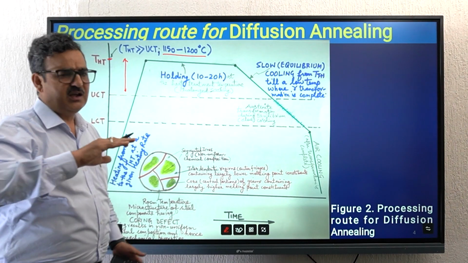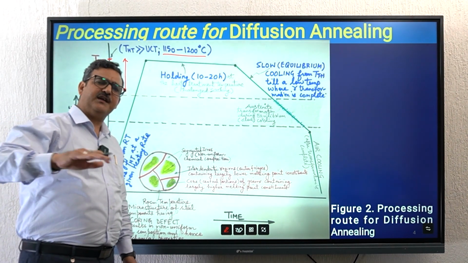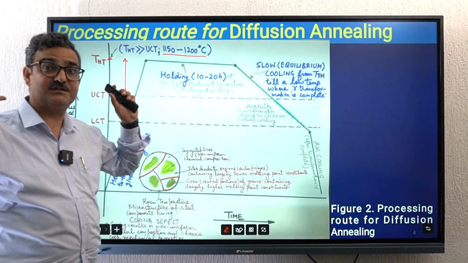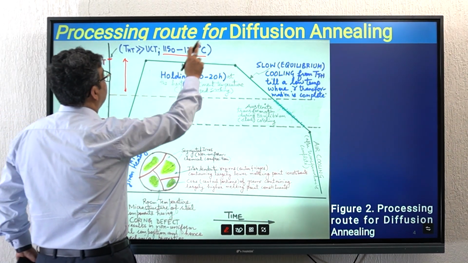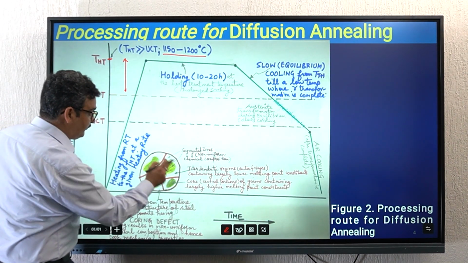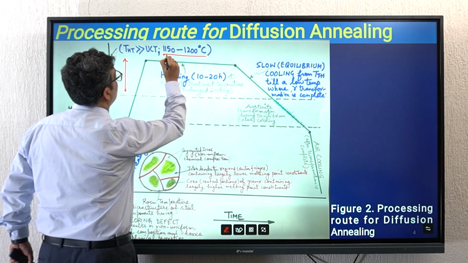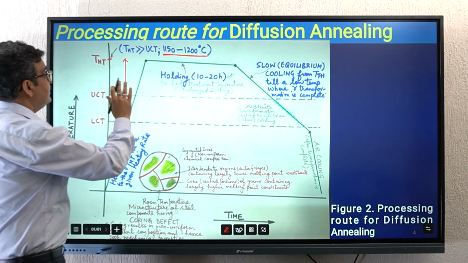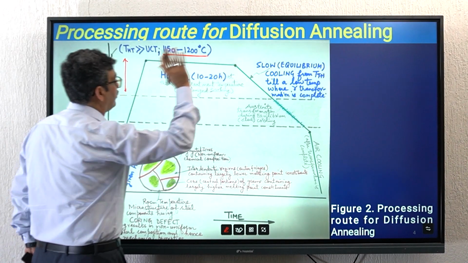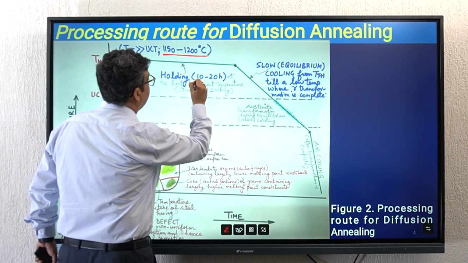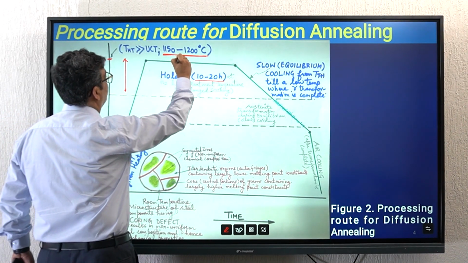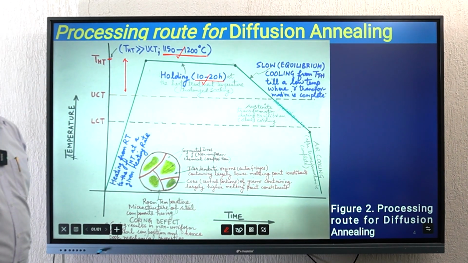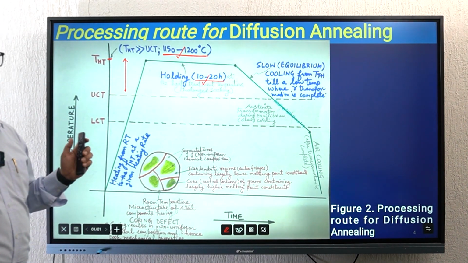As I said, we are restricted to somewhere around 850, 900, 950 at the maximum, and we are done with all types of heat treatment processes. But for diffusion annealing, because of this problem of coring, we have to go to temperatures as high as 1200 degrees centigrade. Then soaking is also pretty long. You can see 10 to 20 hours of soaking is required at such high temperatures. And finally, slow cooling, because this is annealing, some slow cooling will have to be done.